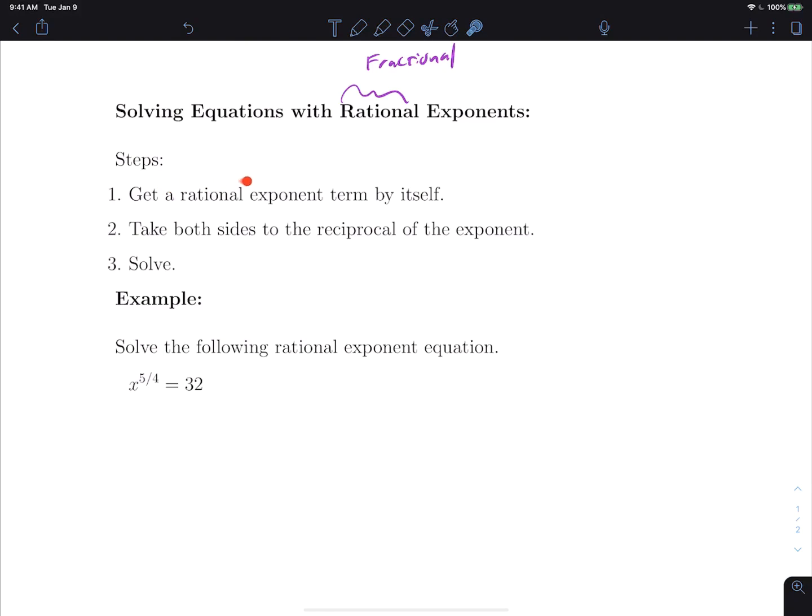First, get a rational exponent term by itself. The second step is to take both sides to the reciprocal of the exponent. And the third step is to solve. Okay, so let's look at this.